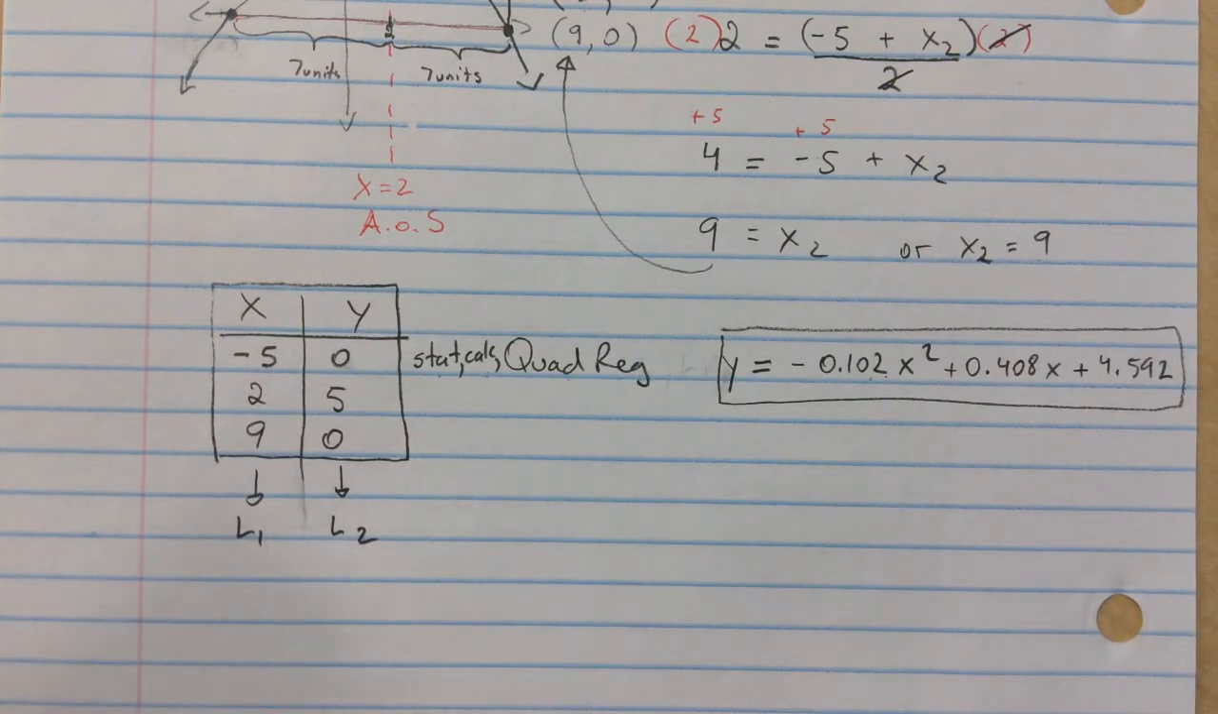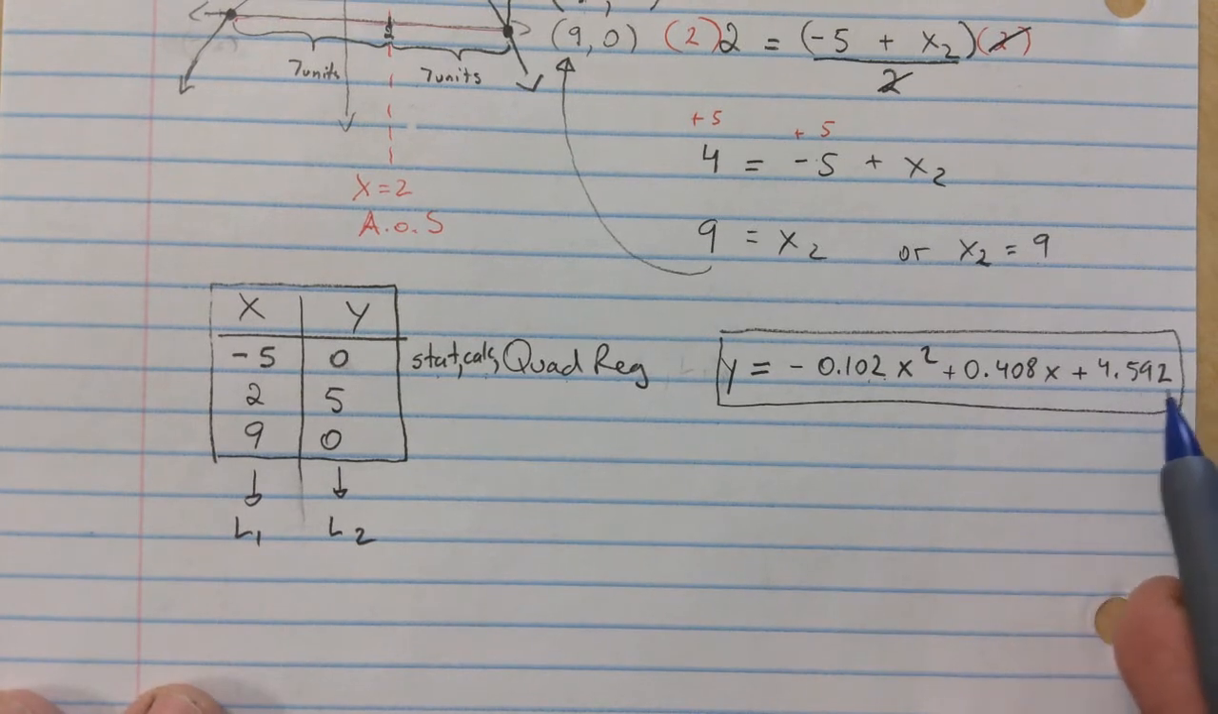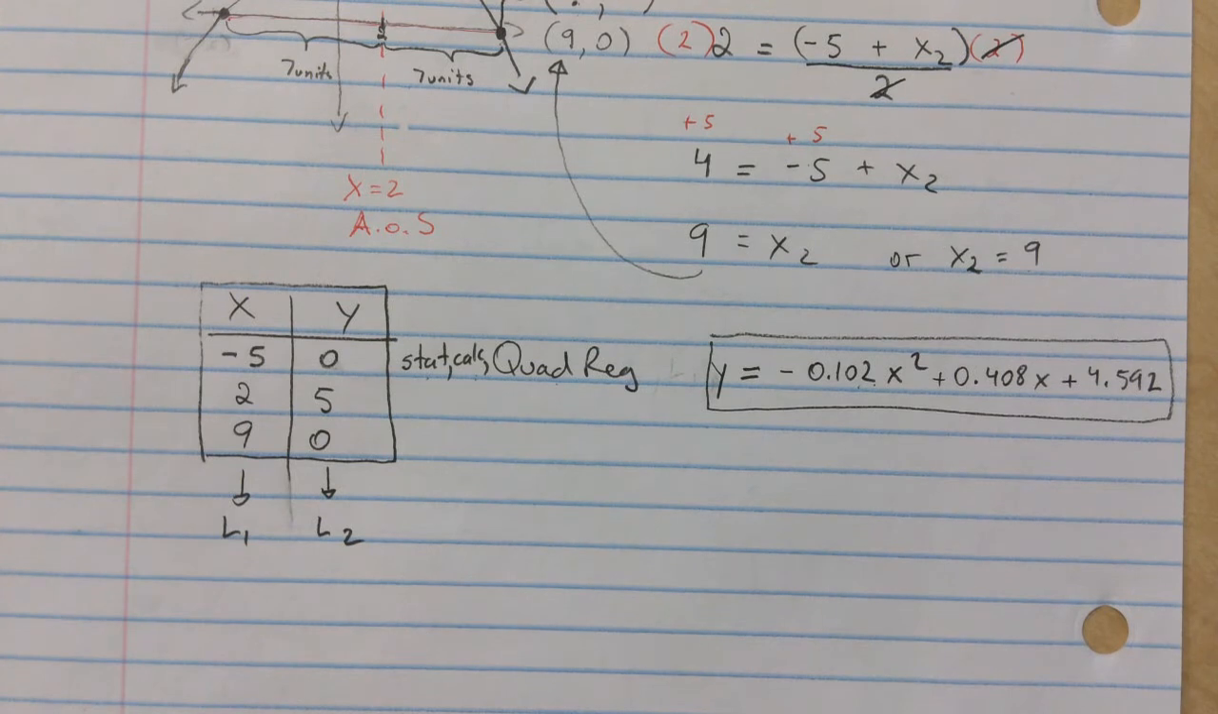Vertex, we already know what it is, so I can't ask you that. The x-intercepts, we already know what they are. I can't really ask you that. I could ask you for the y-intercept, which is this, right? So we'll just leave it at that.